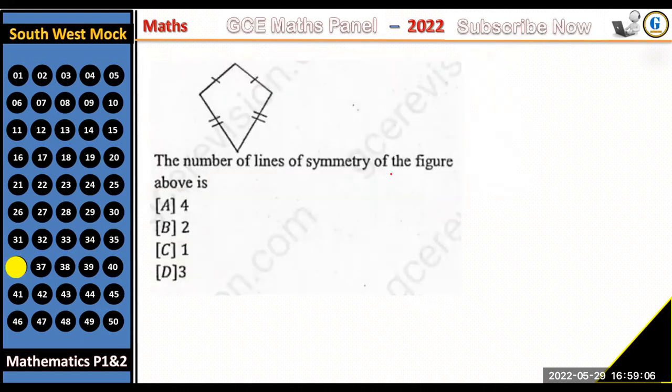The number of lines of symmetry of the figure is... A line of symmetry is a line that can divide the shape into two equal parts such that the two parts are mirror images. Like this line, this is a line of symmetry. And this shape has only one line of symmetry. So there's just one line of symmetry in this shape. C.